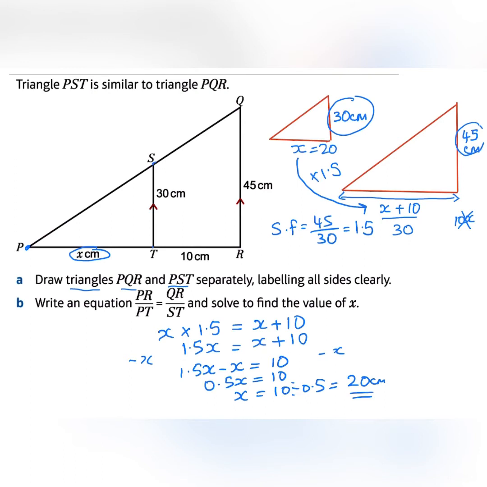And I just want to double check my answer. Is the bottom side 1.5 times bigger? If I did 20 times 1.5, does that give me 30? And yes, it does give us 30. So therefore, our answer is correct. So the x, the answer that you were looking for, is 20.